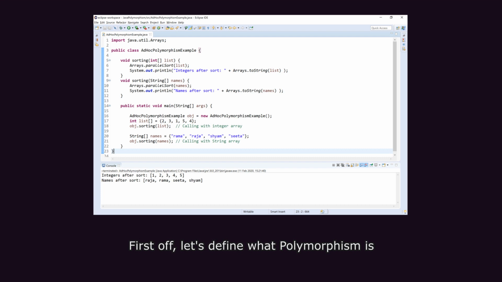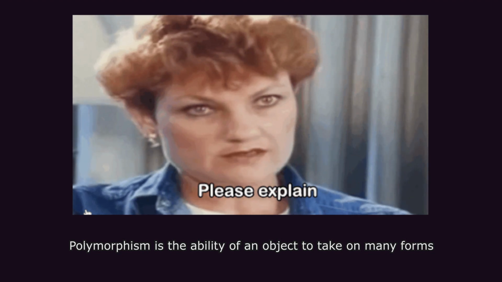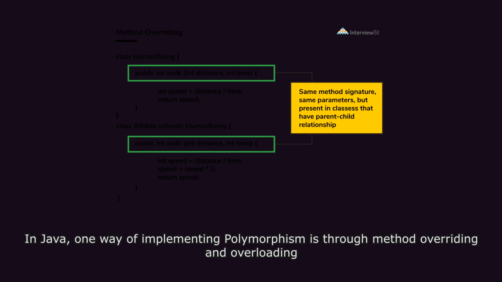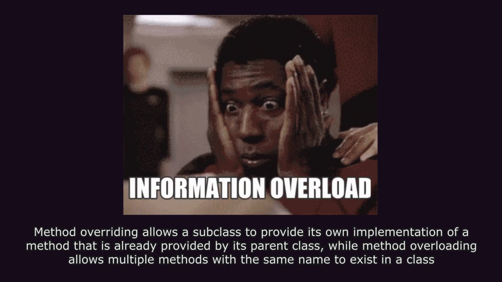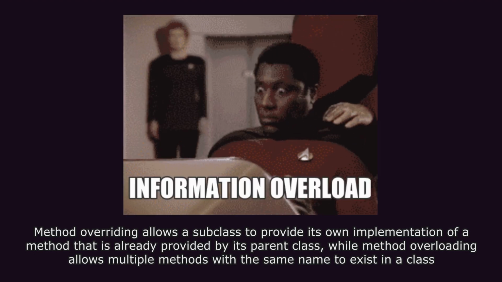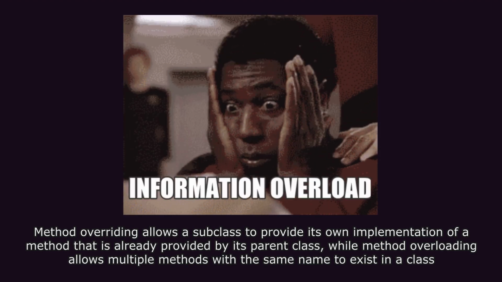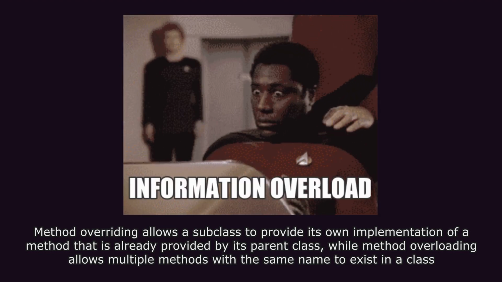First off, let's define what polymorphism is. Polymorphism is the ability of an object to take on many forms. In Java, one way of implementing polymorphism is through method overriding and overloading. Method overriding allows a subclass to provide its own implementation of a method that is already provided by its parent class, while method overloading allows multiple methods with the same name to exist in a class.